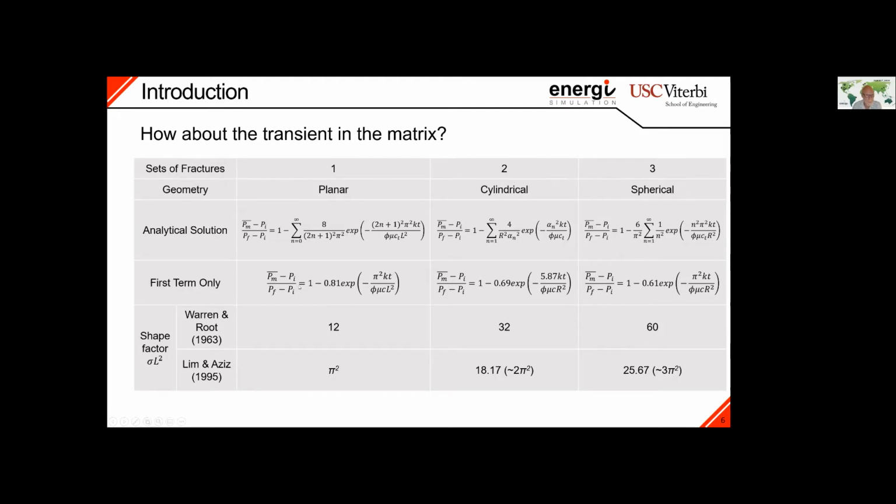Now, if we follow the approach of Lim and Aziz, we say, okay, the second and third and so forth terms of this summation die out pretty fast with increasing time, actual physical time t. And that would leave us with a single term, an exponential function that would allow us to represent or approximate the change in the average pressure inside a given geometry as a function of time, given relevant physical properties.